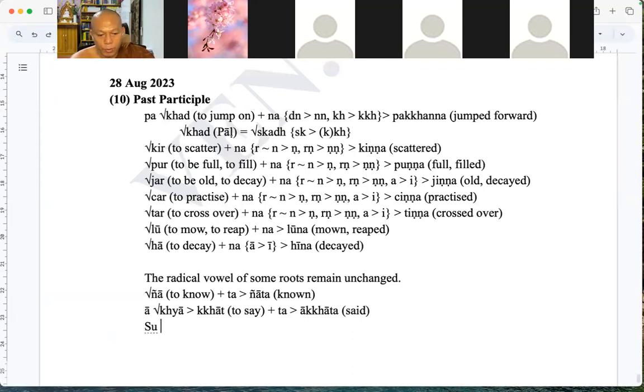So su prefix, and then R prefix. The root is card, and the card changes to card or card, sorry, without that. And for the past participle, U became wa. So swakata means well said, well expounded. Swakado Bhagavad Dhamma: the Dhamma is well expounded by the Blessed One in this way.